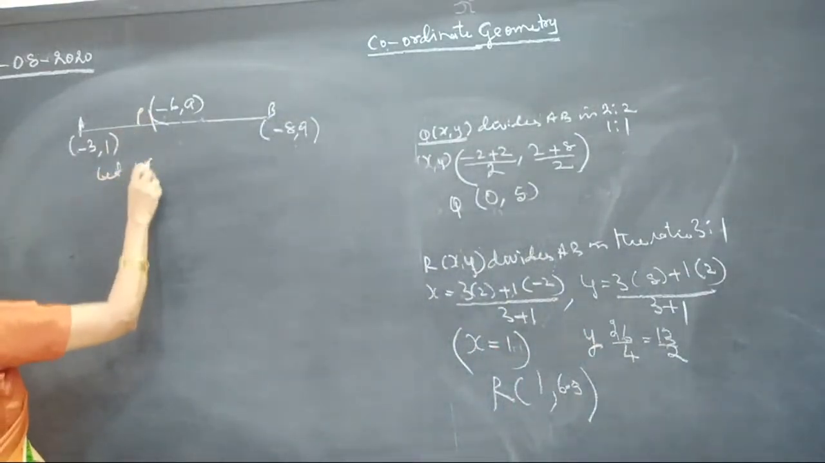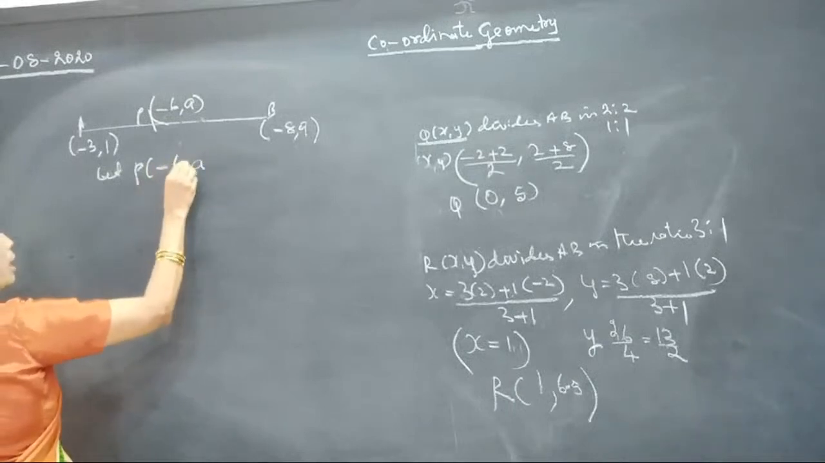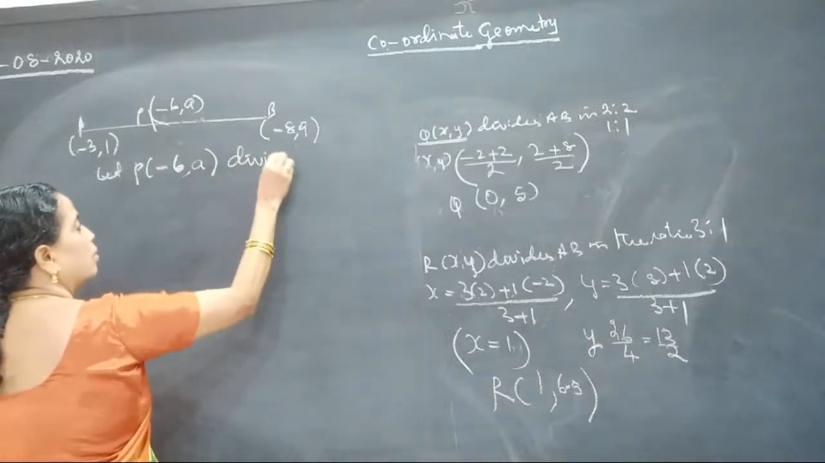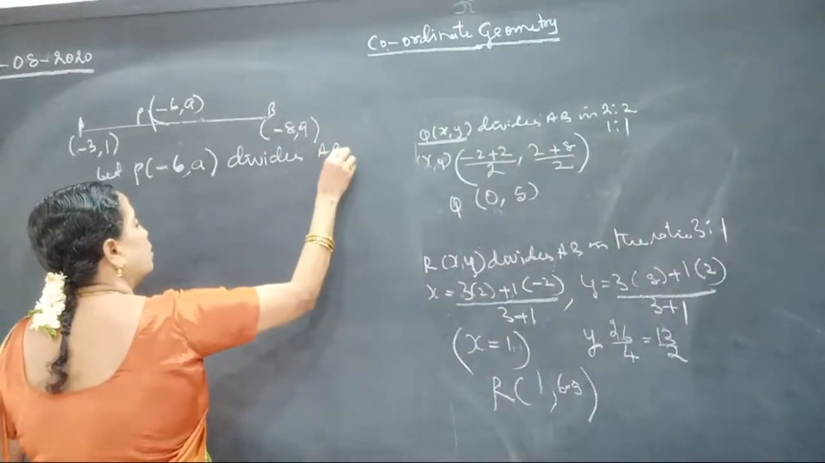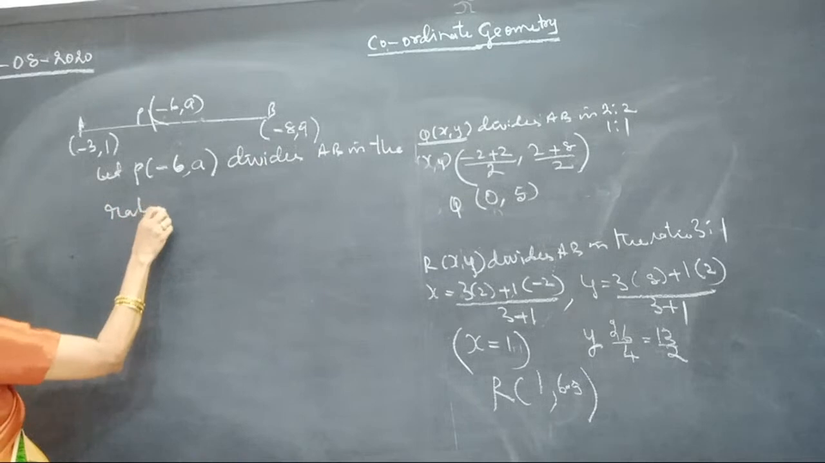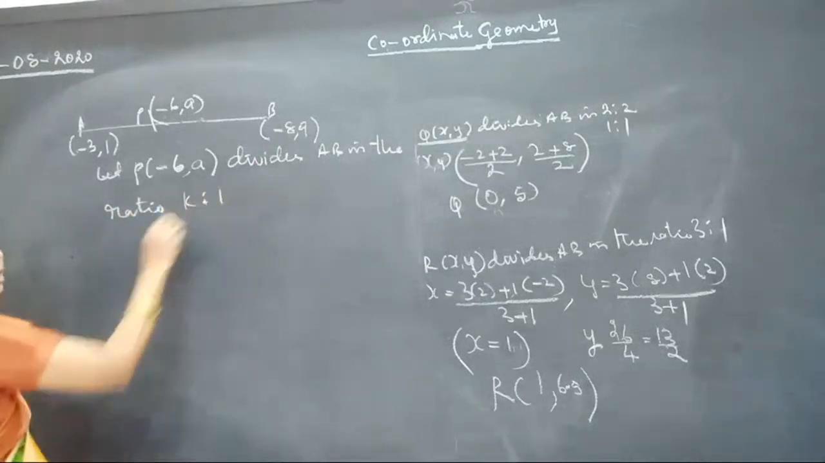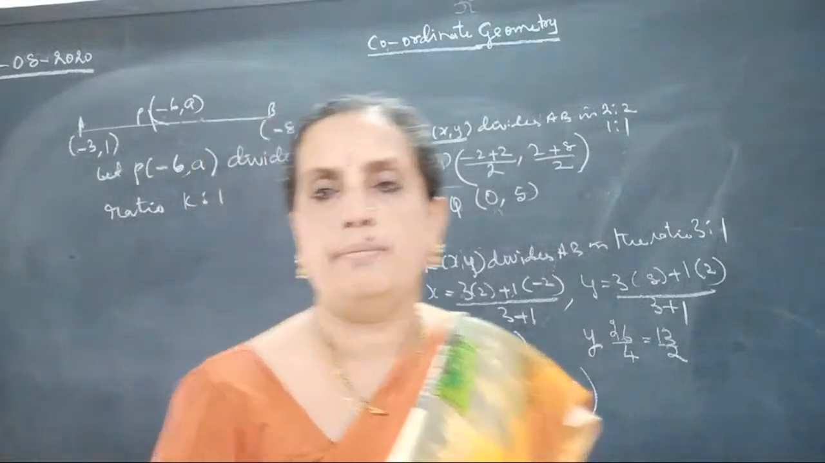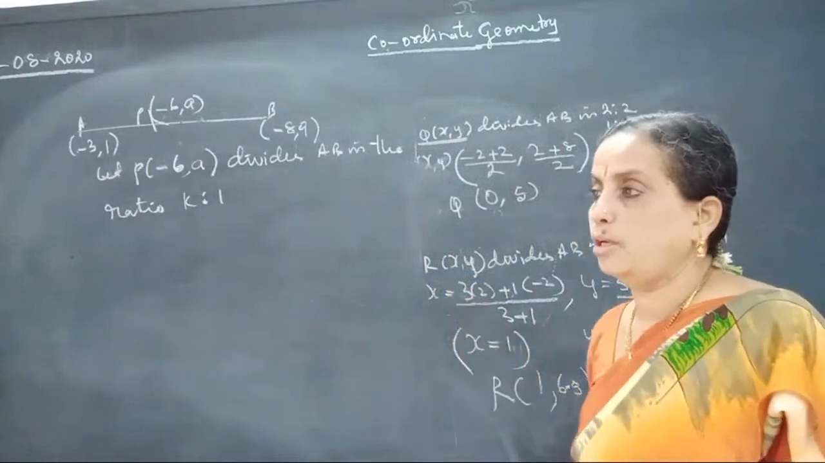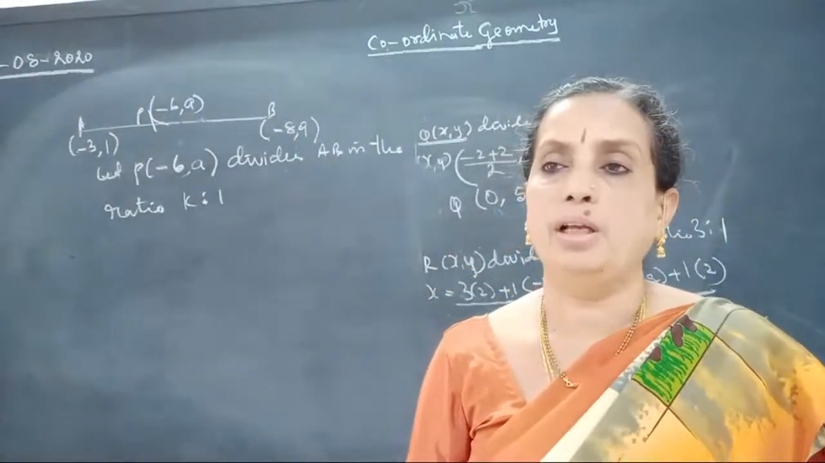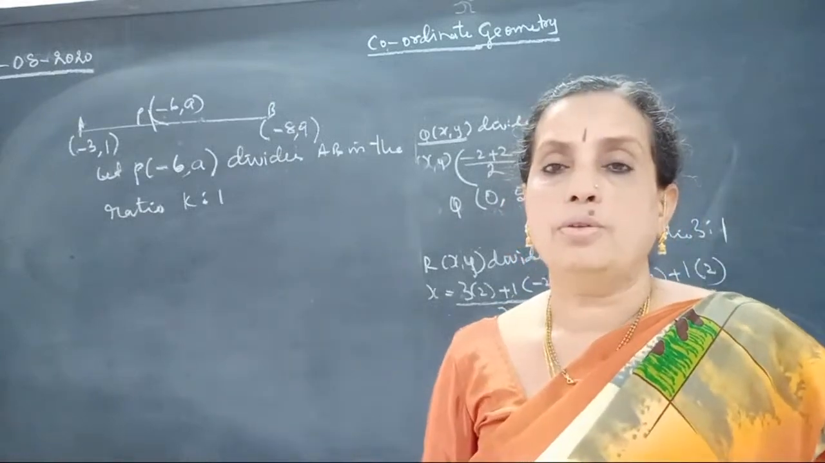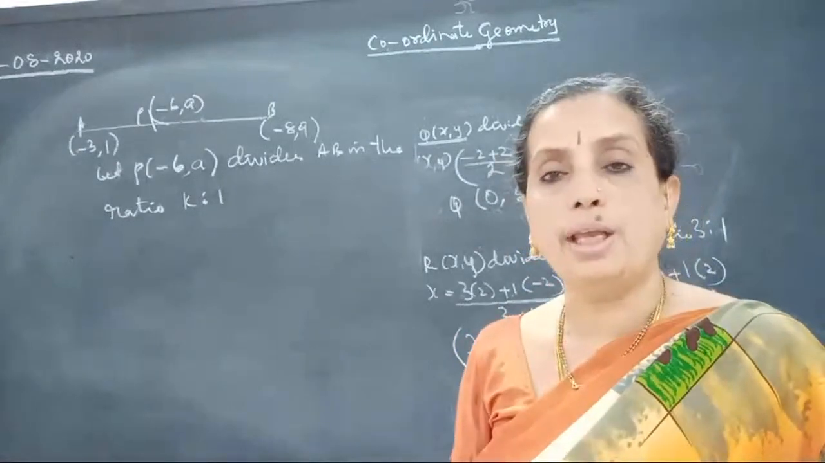Let P minus 6 comma A divide AB in the ratio K is to 1. K formula you should apply. When the ratio is known, like the previous question, using the section formula we can find out the coordinates. When the ratio is unknown, we can find it out using the ratio K formula.